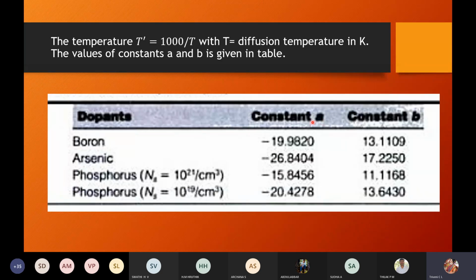T complement is equal to 1000 per T, where T is the diffusion temperature in degrees Kelvin. For that temperature, the values of A and B are given for boron, arsenic and phosphorus. You can take these values for solving the problem. Now let us go for the problem.